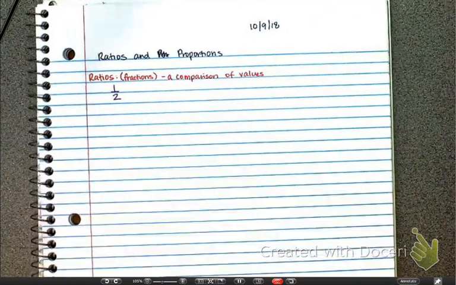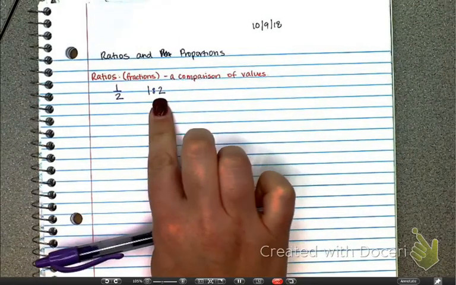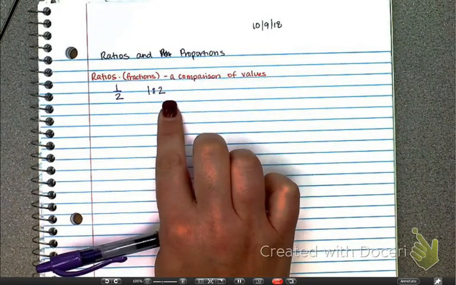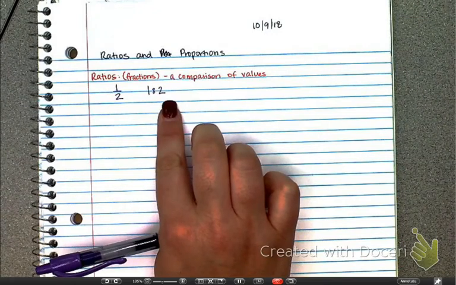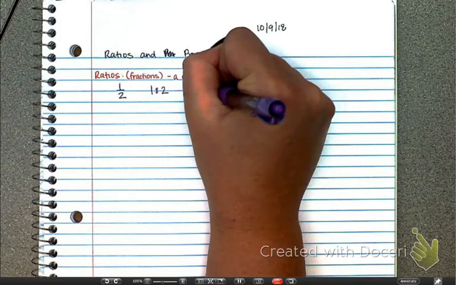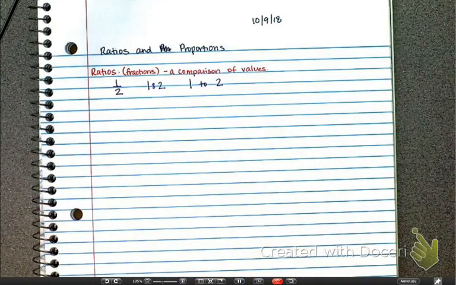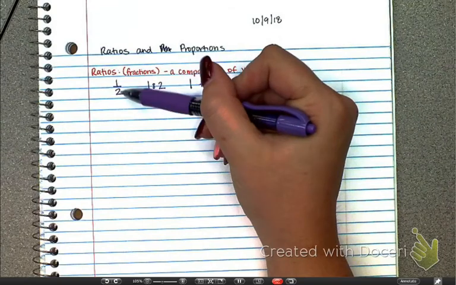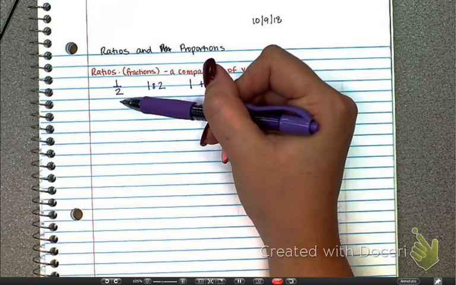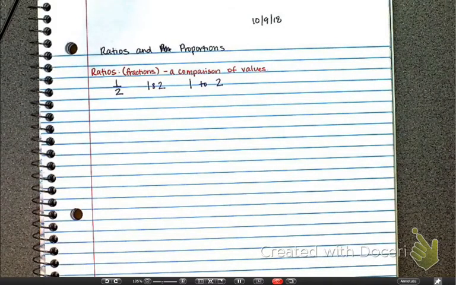Okay. You may see it written as 1 and then a colon 2, and you would read that as 1 to 2. Or 1, the word "to," and then 2. So those are 3 different ways, but it is a comparison. So this could be for every 1 girl in this class, there are 2 boys. That's obviously not a true statement for our class, but it's comparing 2 different things.